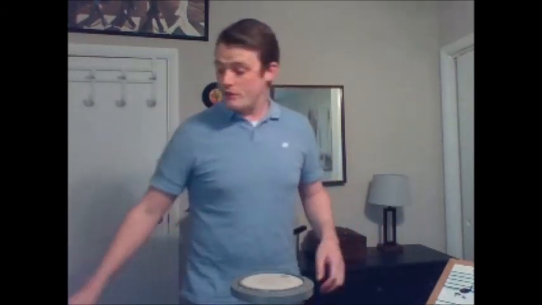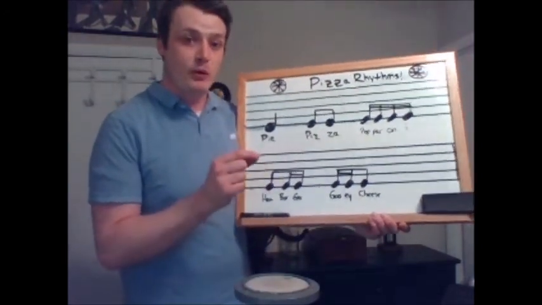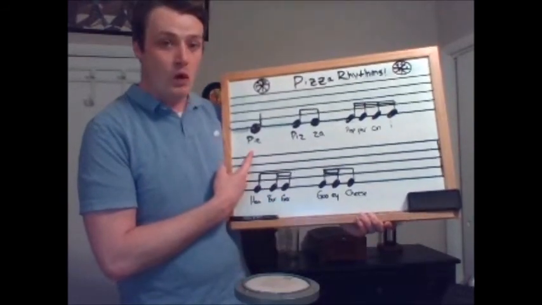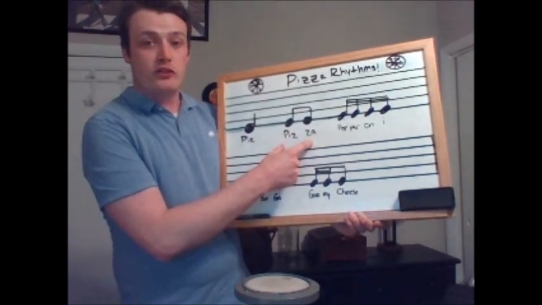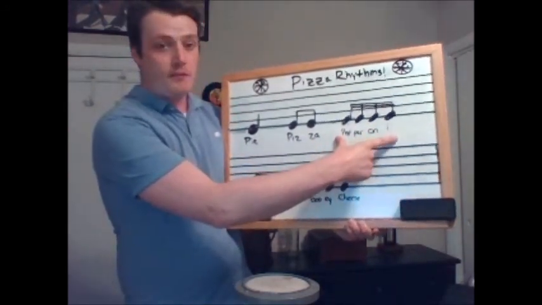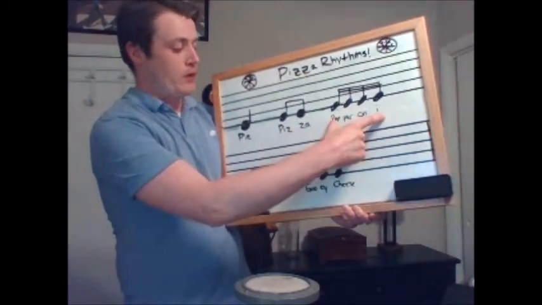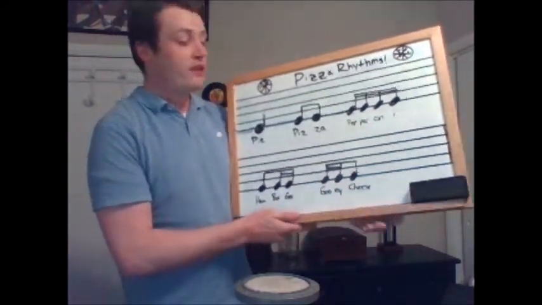So remember, just to wrap up the lesson, when we have all of these different pizza rhythms, the amount of syllables per word matches up with the impulses, or how many times you hit the drum within one beat. Pie, one syllable, one hit. Pizza, eighth notes, two syllables, two hits. Pepperoni, four syllables, four hits. And then we have two combinations of pizza and pepperoni. We have hamburger and gooey cheese. So with those rhythms, we can play a lot of different music.